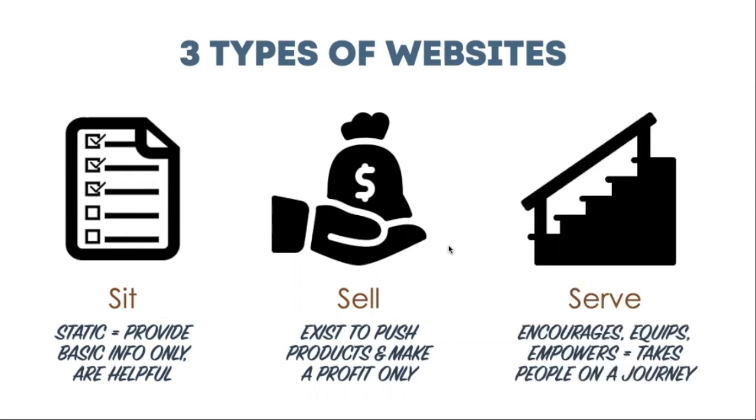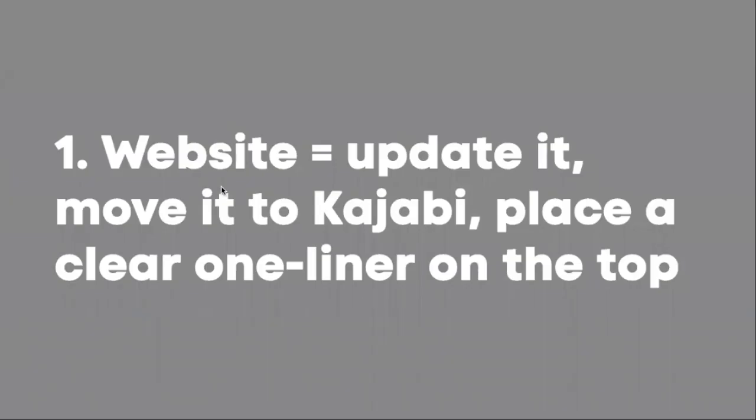We want to do the third kind of website. We want to serve. We want to encourage. We want to equip. We want to empower people. We want to take people on a journey. Now, for sure, a site that serves is going to sell things, but it is going to be a website that exists in large part to offer value, to take people on a journey, to invite them into your ecosystem. So point number one, the first thing that you need to do, and I've got 11 points here, is if I was starting from scratch, I would build a website that serves.